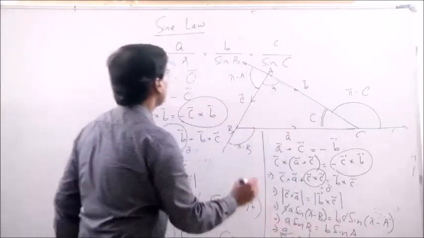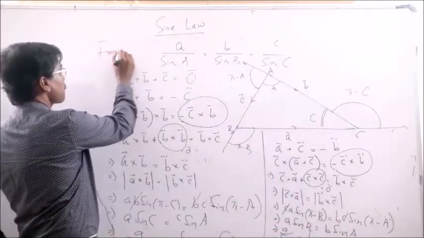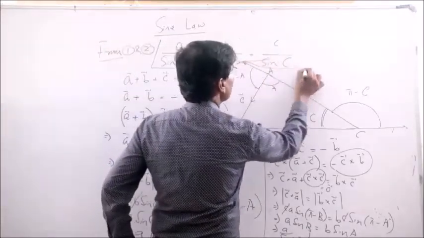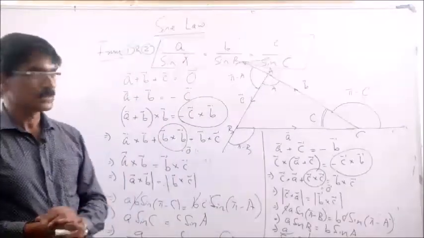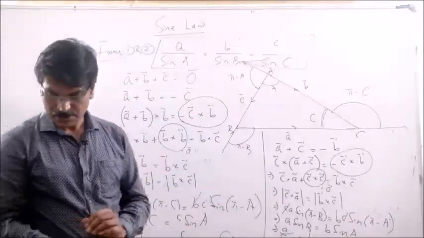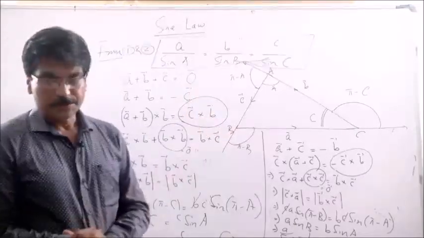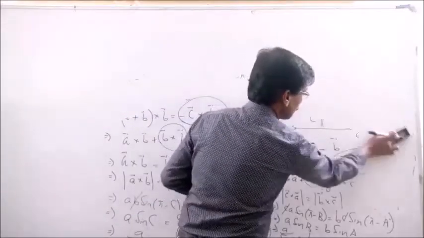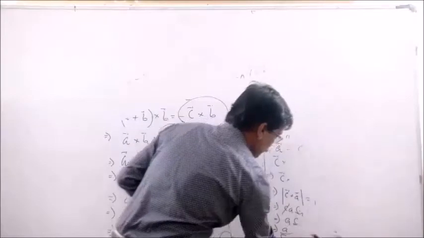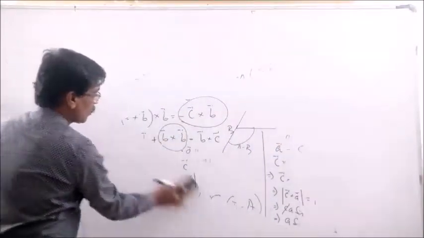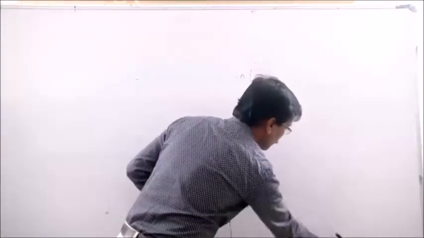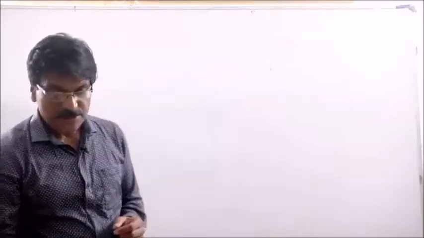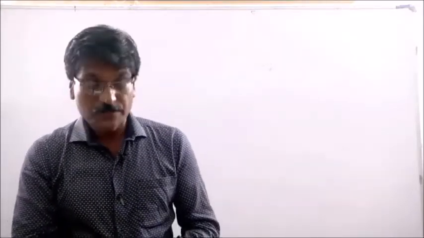So from 1 and 2 we have a by sin A is equal to b by sin B is equal to c by sin C. So this is your Lami's theorem. So this is one of the applications of vector product. So we have dot product and cross product of two vectors. Next we will discuss the product of three vectors.